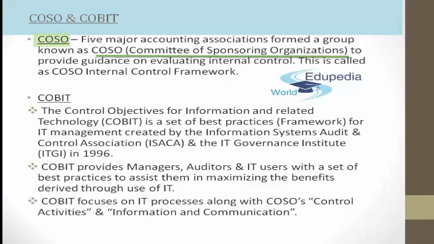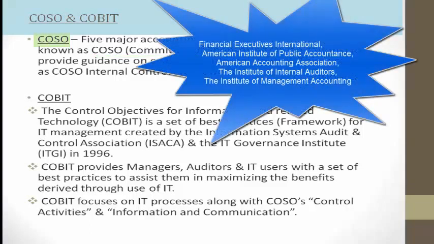And who were those 5 organizations? Number 1, the Financial Executives International. Number 2, American Institute of Public Accountants. Number 3, American Accounting Association. Number 4, the Institute of Internal Auditors. And number 5, the Institute of Management Accountants.